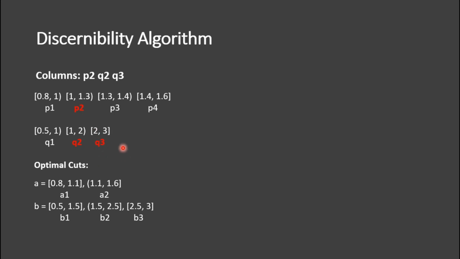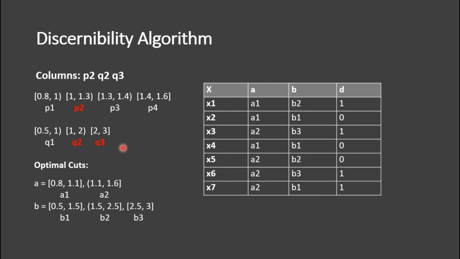After getting the optimal cuts, we replace the values for A and B according to the new optimal cuts which we get. This is how we discretize the columns A and B.